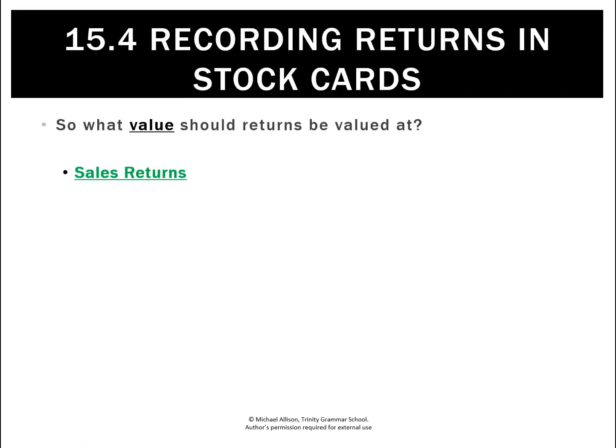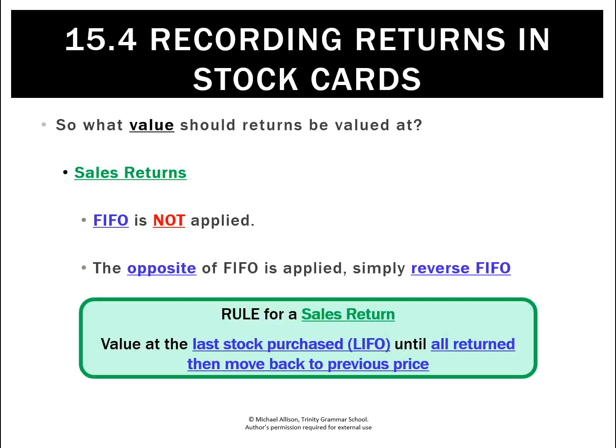What about with the sales return? Well, this gets a little trickier. We're not going to apply FIFO again, but the rule that we use is quite complicated. It depends on the transaction. It can be quite simple, but the rule itself is we're going to value all sales returns at the last stock purchased, which is basically LIFO, the opposite of FIFO, but only until all returned stock has come back, and then we'll move to the previous price.